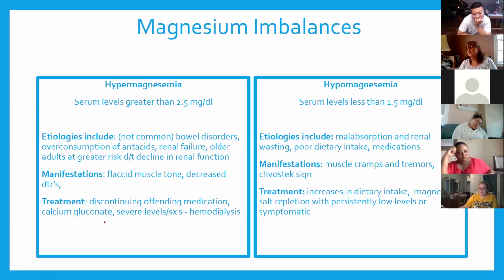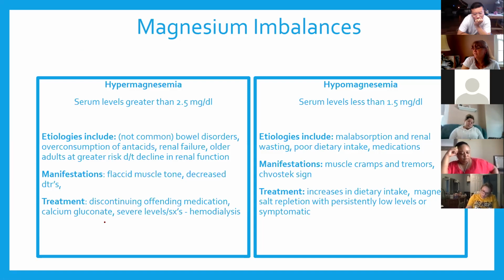Hyper and hypomagnesium. Serum levels greater than 2.5. Causes are bowel disorders and overconsumption of antacids. Antacids, so Tums, people with heartburn and reflux, we tend to see hypermagnesium because that is basically magnesium citrate. If they're taking too many Tums during the day, it can cause that. Renal failure is another cause, especially in older adults.